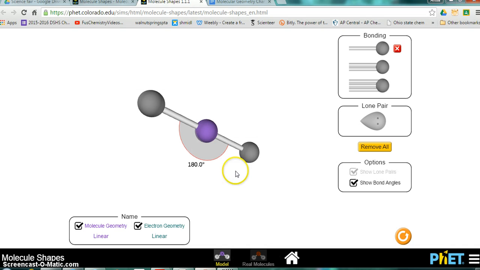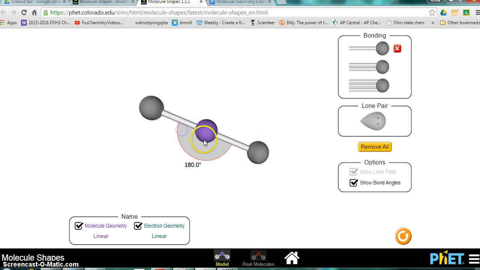So let's go back to our simulation. Here you can see we have the central atom. It has two single bonds around it. It has no lone pairs. Okay? So it's showing us down here our electron domain geometry is linear. These electrons within the bond want to get as far away from each other as they can. They repel each other. So they're going to get 180 degrees apart and form a linear molecule.